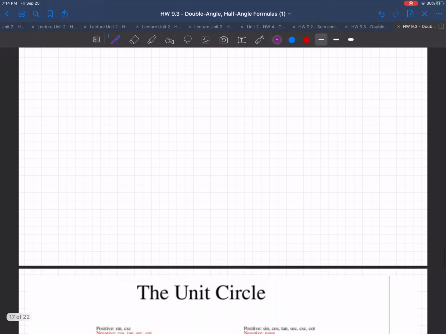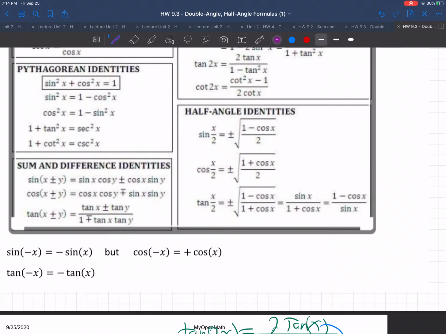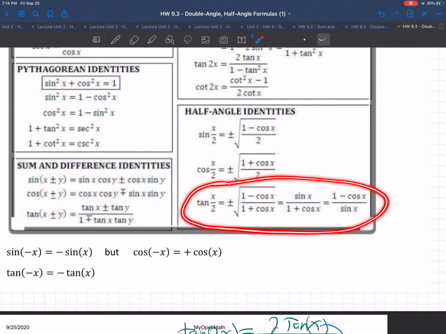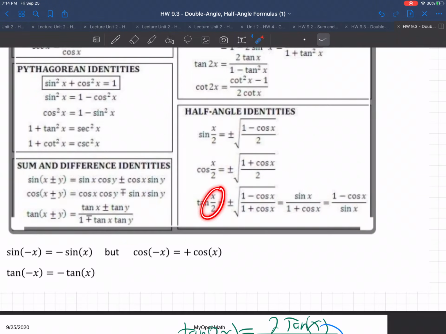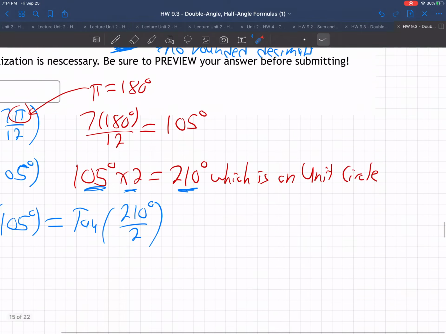Let's go down and look at our formula chart and find the tangent half angle formula. Now here's 3 versions. I think this one's easiest. I don't like using that one. That one's terrible. Tangent of x over 2 is sine of x over 1 plus cosine of the regular x. Do you see that? Tangent of half an angle is sine of the regular angle over 1 plus cosine of the regular angle. Sine over 1 plus cosine. Let's go write it down.